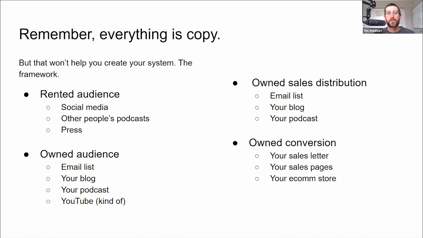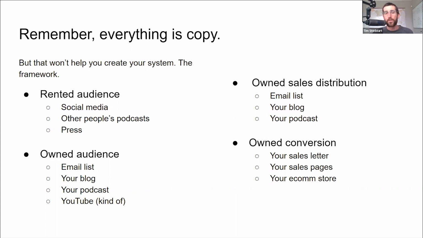The first section is your rented audience. This is the audience that you build using other people's platforms, using third-party platforms. So this is social media. This is Facebook. This is Twitter. This is other people's podcasts. So if somebody asks you to be a guest on their podcast, you're essentially renting their audience for a brief moment of time. And this is press releases. So being published in other magazines, having stories written about you, even being published in local newspapers, this is also very valuable, but it's not owned. It's not yours. It's still rented audience.